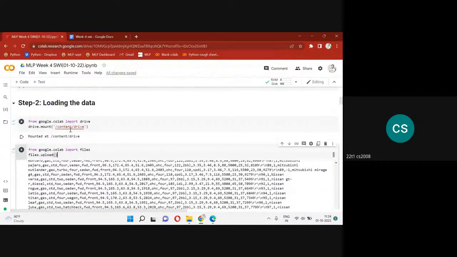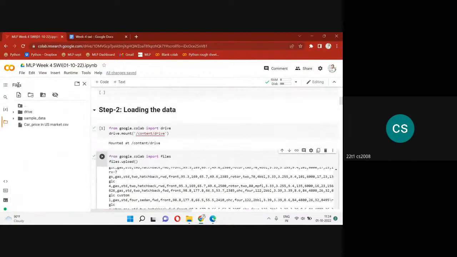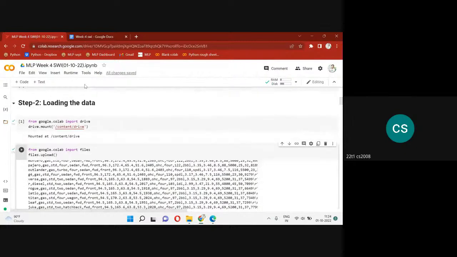And other than that, you can just mount the drive. If you have saved it in your drive, if you have copied the dataset into your drive, then you can mount it. And let's say from here, you can copy the link of your dataset. Okay, that is a different way.